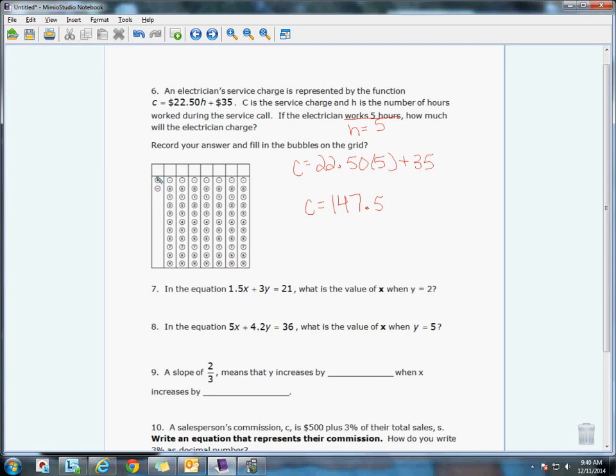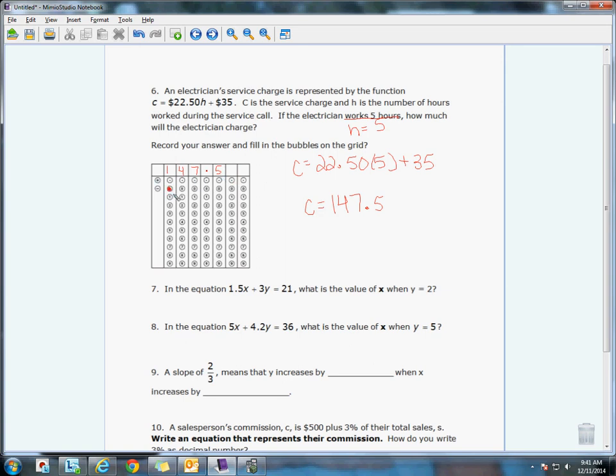When you bubble in your answer, you don't have to put the positive. That's an option. You can if you want. You don't have to. If it did come out to be a negative, you would have to definitely bubble in the negative. But for positive, that's an option. Then we're just going to write in 1, 4, 7, our decimal, and 5. If you want to put a 0 at the end, you can. It won't hurt your answer. So then we just bubble it in.